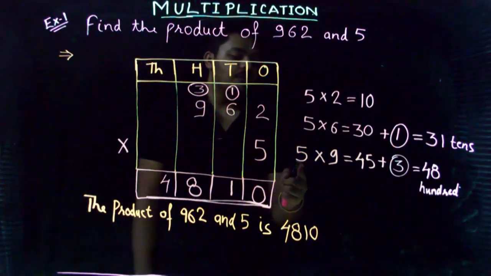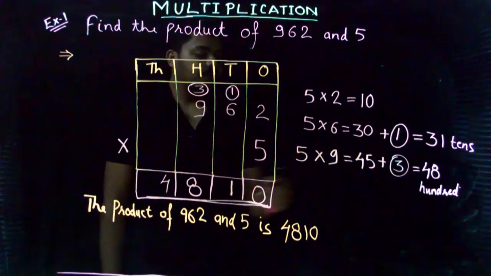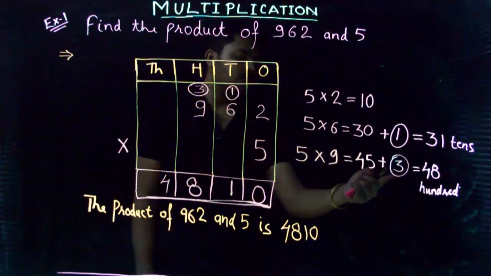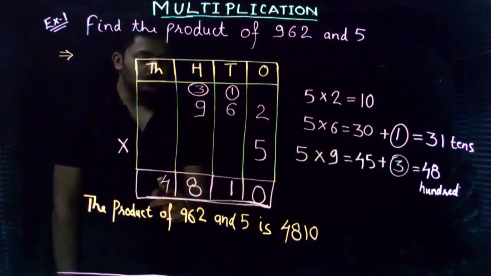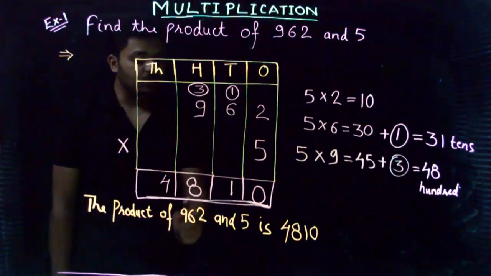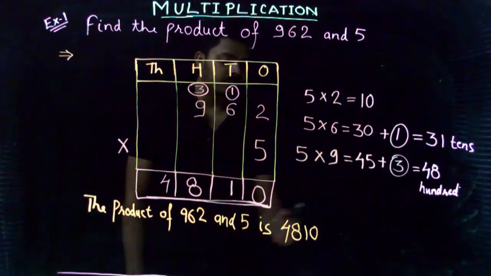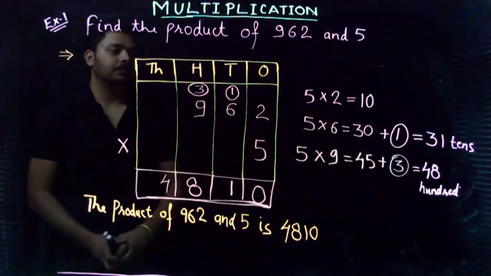So now we have 5 into 9, 45 plus 3 carry over equals 48 hundreds. So our answer is 4810, and the product of 962 and 5 is 4810.